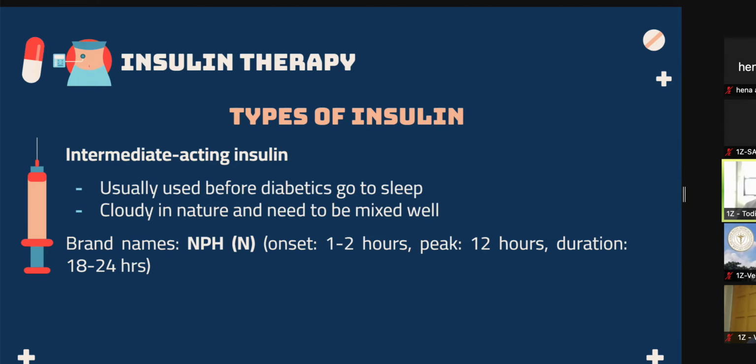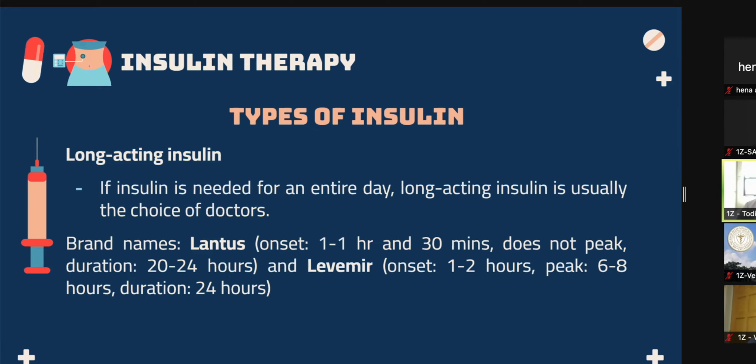And lastly, the long-acting insulin, which is if insulin is needed for an entire day, this one is usually the choice of doctors. So ito yung usually nilang piniprescribe. And the brand names under this is the Lantus, which does not peak and the duration is 20 to 24 hours. And your Levemir, which also has a duration of 24 hours.